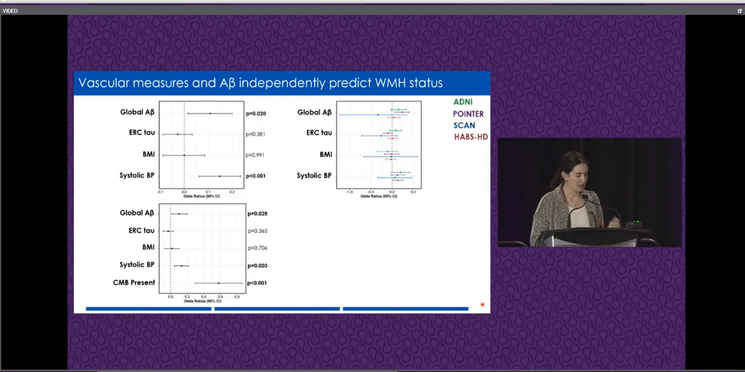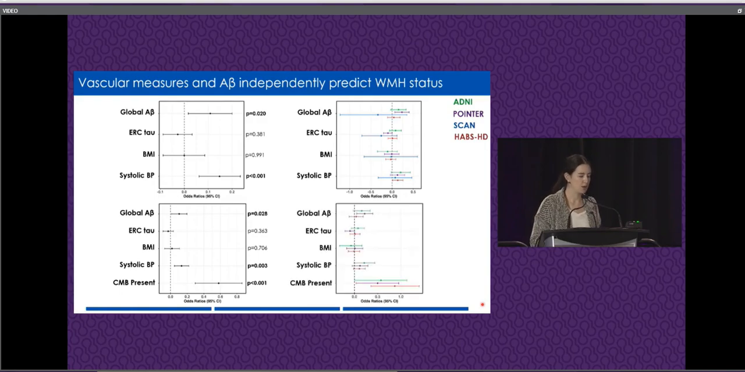This is now a second logistic regression where we've added that dichotomous cerebral microbleed variable, and you can see that's a very strong effect. But actually, amyloid and systolic blood pressure remain significant predictors in this model as well. And this is what this model looks like when you look at the cohorts individually. Again, a good amount of variability there.